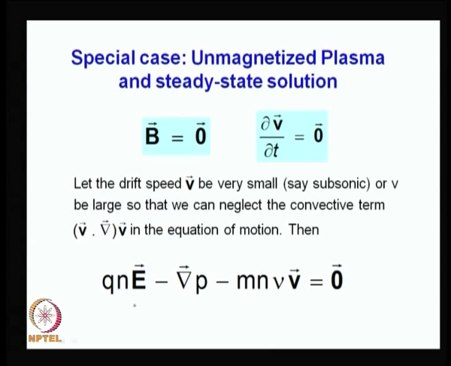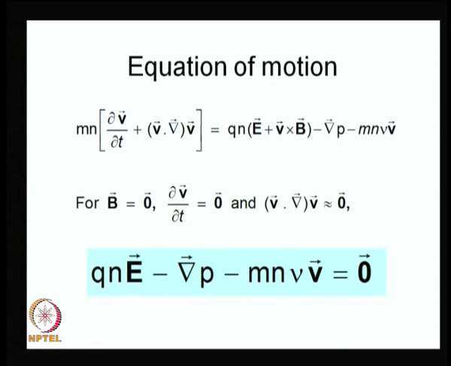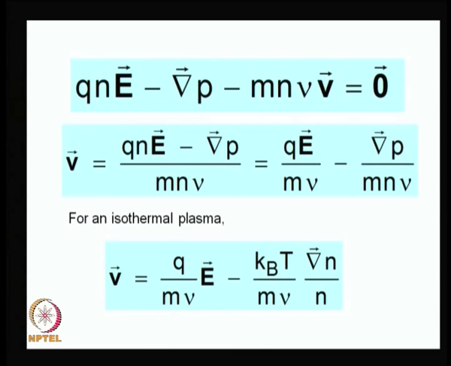So, we are left with these three terms: q n E minus grad P minus m n nu V is equal to 0. This is the equation of motion that we need to solve. Here again I have written the assumptions and the equation of motion.